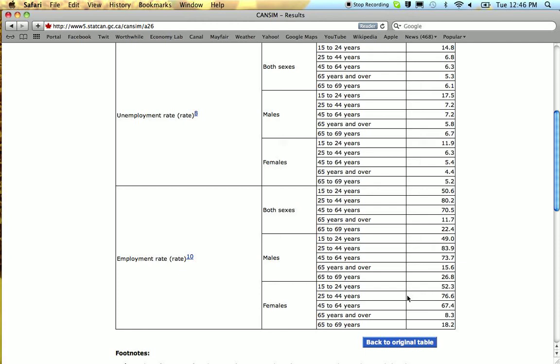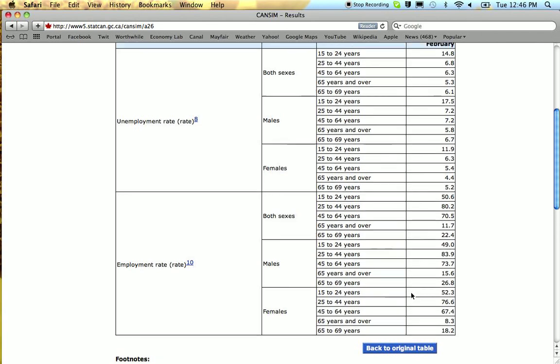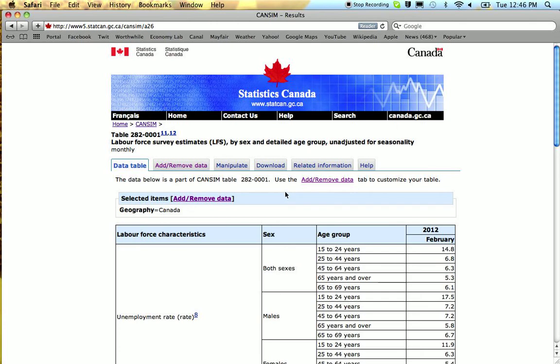Okay, employment rates for women higher, just slightly higher when we're talking about the young women, but lower in the older age groups than with men. Okay, so that's our data. We want to download it now.